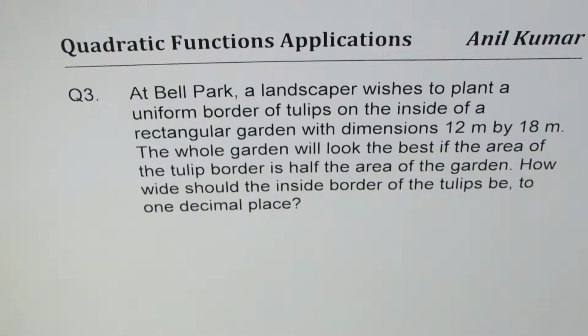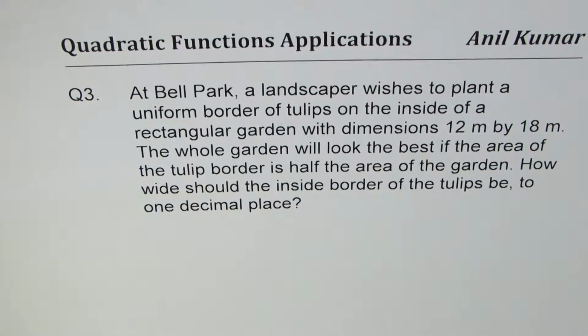The question here is, at Bell Park, a landscaper wishes to plant a uniform border of tulips on the inside of a rectangular garden with dimensions 12 meters by 18 meters. The whole garden will look the best if the area of the tulip border is half the area of the garden. How wide should the inside border of the tulip be to 1 decimal place? That's the question for you.